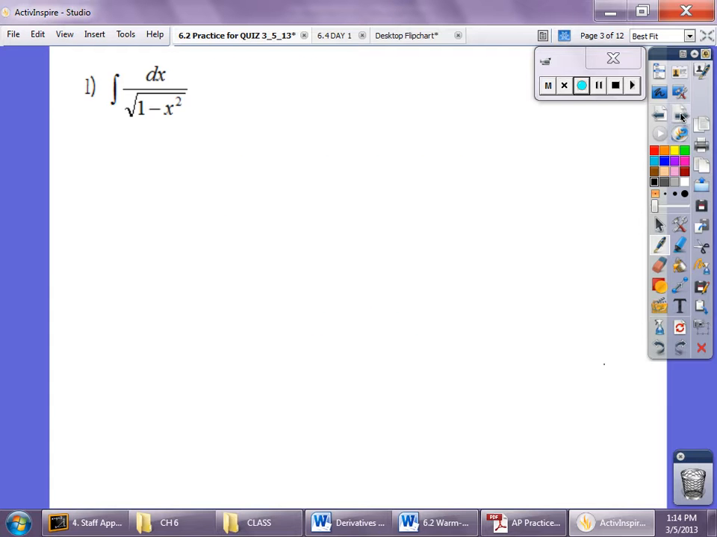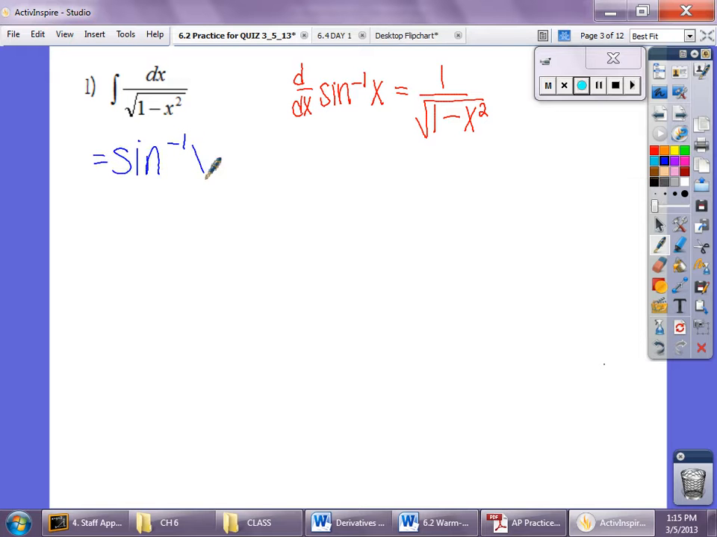Alright, number 1. Here we go. So this one, when I'm looking at it, it looks exactly like a rule. And the rule that I'm thinking of is the derivative of sine inverse of x is equal to 1 over the square root of 1 minus x squared. Therefore, since it looks exactly the same, that must be the rule. And this is sine inverse of x plus c.